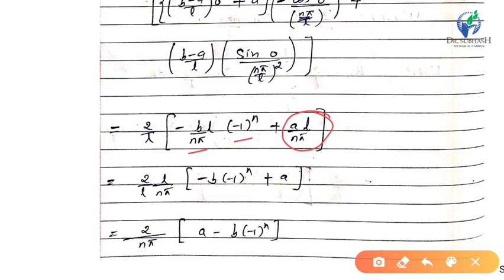Here you can see in the numerator part L can be taken common, and from the denominator part n pi is taken common. So the remaining terms are minus b into minus 1 raised to n plus a. So here L will get cancelled. So the terms remaining are 2 upon n pi into a minus b into minus 1 raised to n.